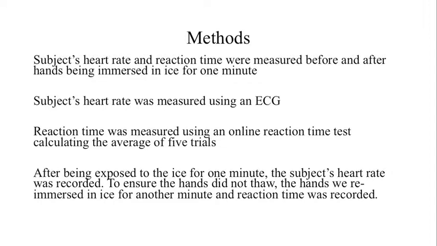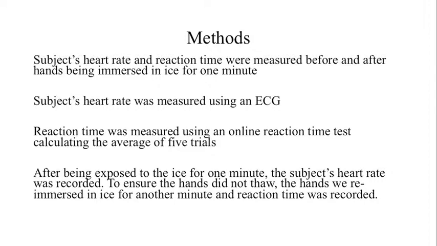So here's our method section, and basically for our experiment, we measured the subject's heart rate and reaction time before and after their hands were exposed to ice for 1 minute. The subject's heart rate was measured using an ECG, which was connected and measured through LabTutor, which was provided by Bio 205. The reaction time was measured using an online reaction time test, which calculated the average of 5 trials. What this online reaction time test did was there was an orange screen, and the person would stare at the screen, and every time that a green screen popped up, the person was supposed to click the mouse. The person did this 5 times, and the computer took the average.